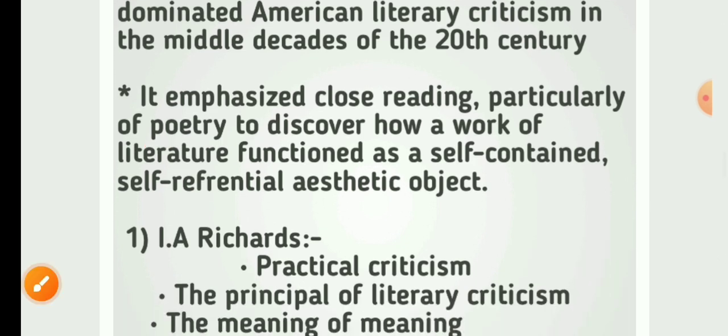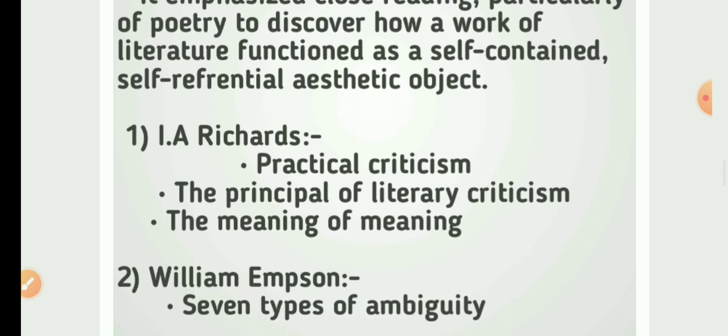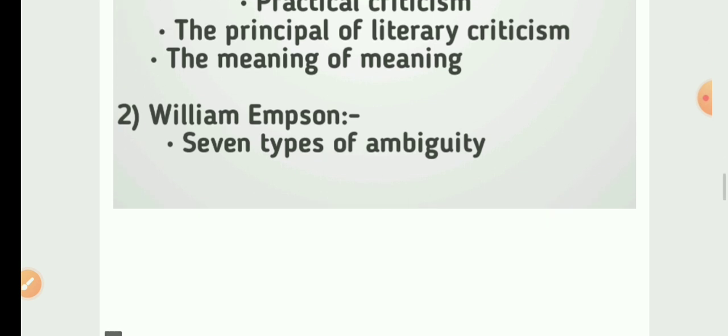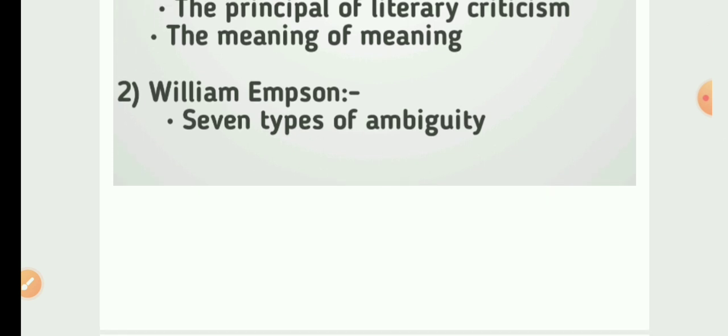The famous critics of new criticism were I.A. Richards, and his famous works were Practical Criticism, The Principles of Literary Criticism, and The Meaning of Meaning. These works were important to the development of a new critical methodology. And now, William Empson, whose famous work was Seven Types of Ambiguity. This book is organized around seven types of ambiguity that Empson finds in the poetry he discusses.